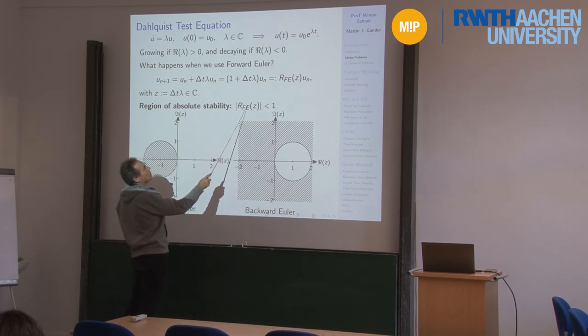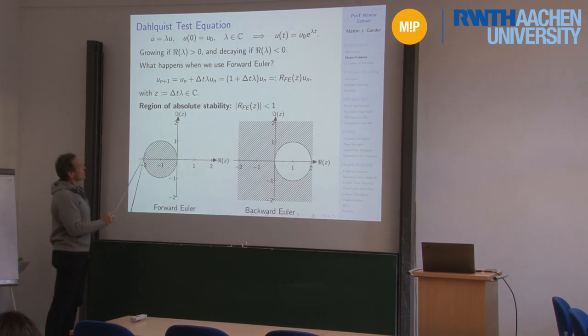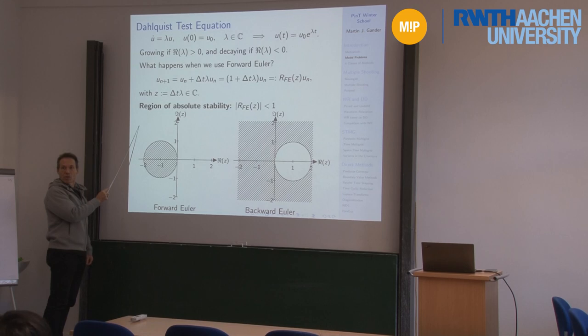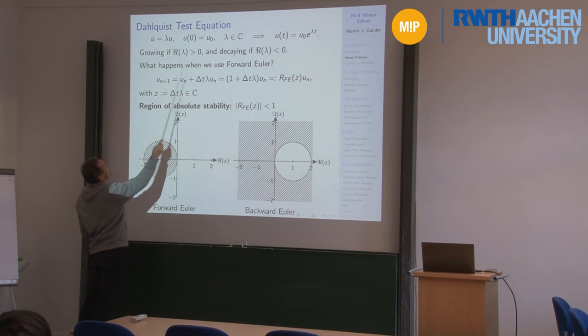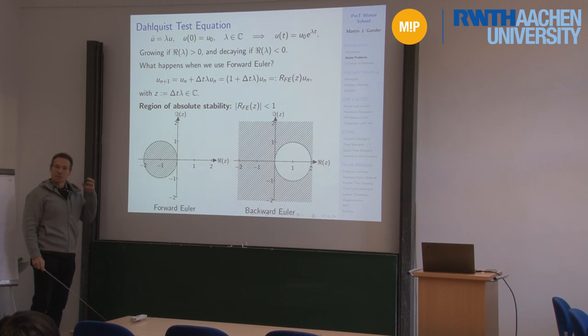Now, where is this function less than 1? It's when this is less than 1. And this is also depending on lambda delta t. And it's in this disk. So provided that lambda delta t is in this disk, your numerical solution does the physically correct behavior. But if lambda delta t is outside, then it does the physically wrong thing. So that's a very important property of the numerical discretization of this equation. And that's one of the reasons why Dahlquist's equation is so important. It tells you if solutions will do the physically correct thing or if they just go haywire.